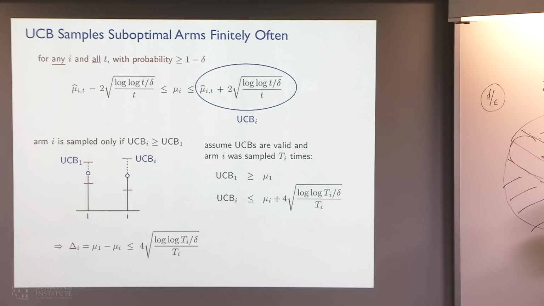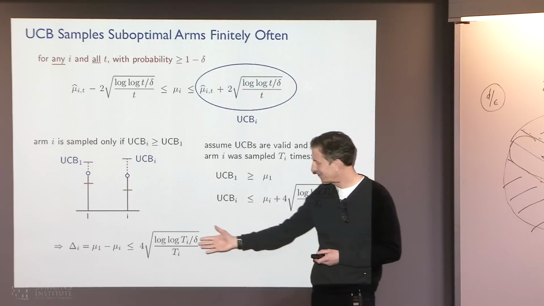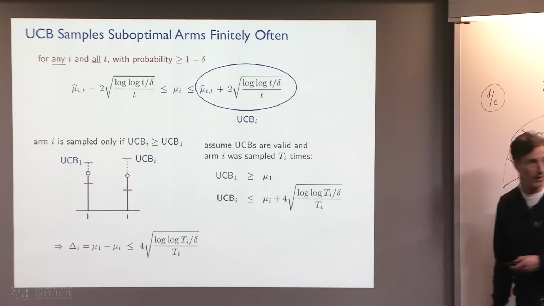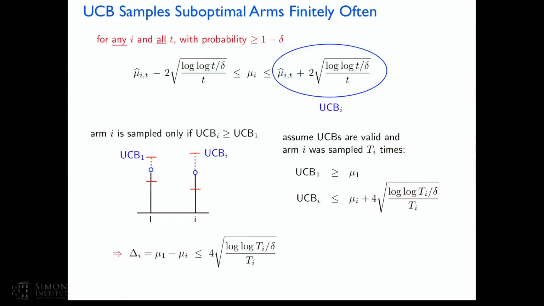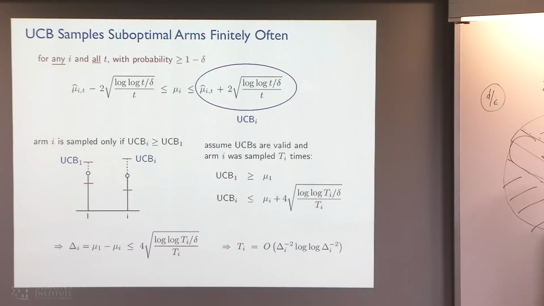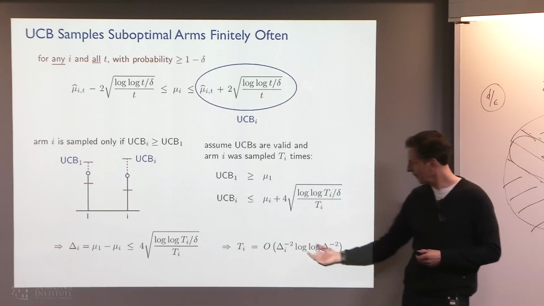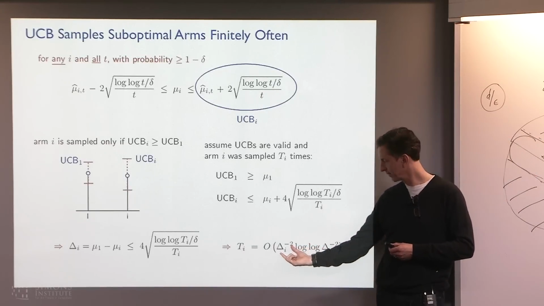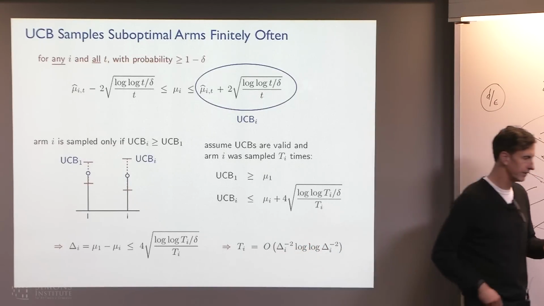And where this comes from a little bit is the law of the iterated logarithm. If you're wondering where that log comes from, it has to be there. It's not just an artifact of some looseness in analysis. And if you invert that, then you basically get this kind of bound on the number of times you'll ever sample a suboptimal arm I. It's going to be on the order of the inverse gap squared, and then log of that inverse gap squared.